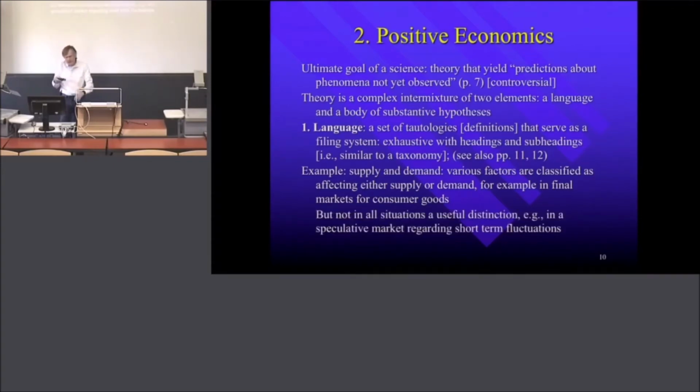And he says the distinction between supply and demand is not useful for all situations. For instance, in speculative markets, regarding short-term fluctuations, the distinction between supply and demand doesn't work. It's not informative if you have these short-term, strong fluctuations in the financial speculative market. Then it's not a question where you can analyze what's happening there in terms of supply and demand. There, the distinction is not useful, and this is what Friedman does in the whole paper absolutely consistently.